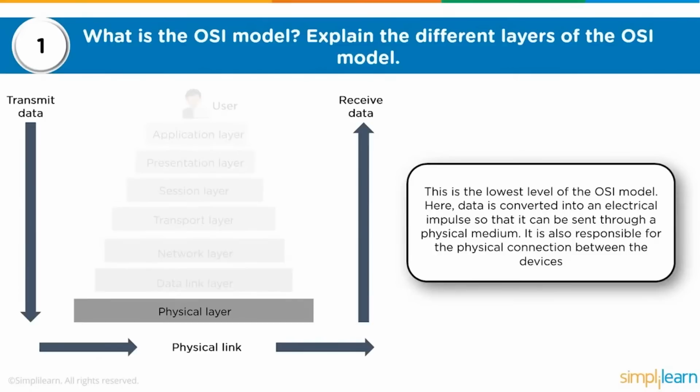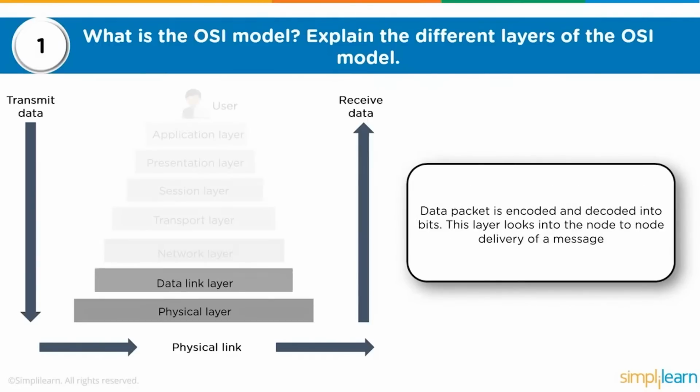Now this is where any and every physicality of your computer comes into the picture. So it could be a network interface card, it could be an RJ45 or a Cat5 cable, anything that allows data to be transmitted physically from your machine to another machine. Next comes the data link layer. On the data link layer, as far as networking is concerned, we just need to understand that the data packet is encoded, decoded into bits at this layer.